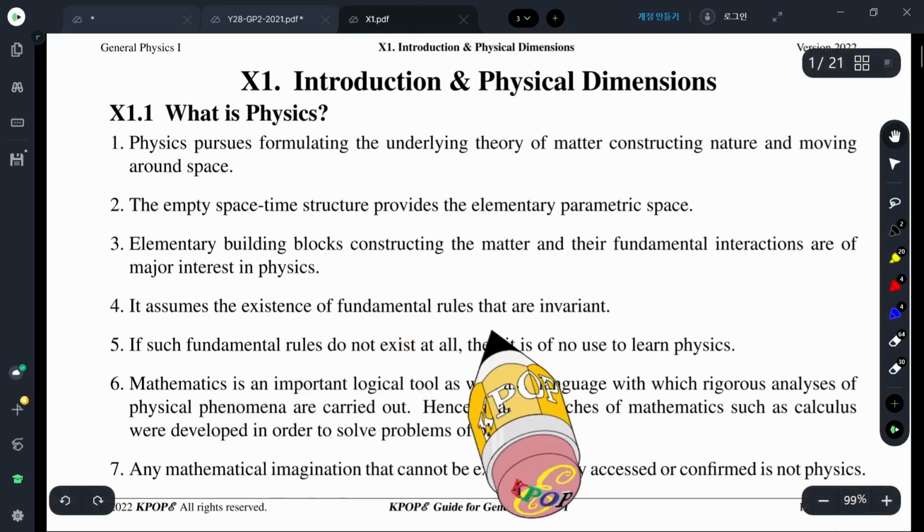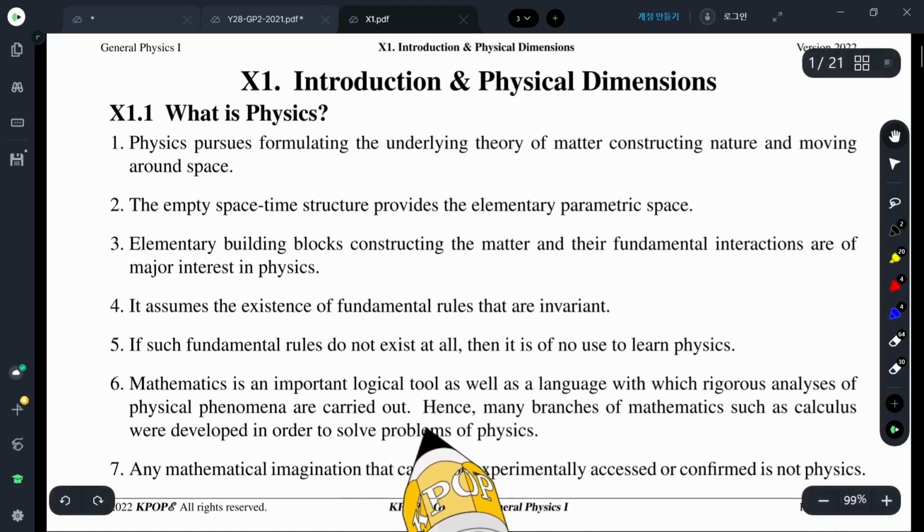Number 4, it assumes the existence of fundamental rules that are invariant. Okay, if there is a rule, it should be repeated. If it is not repeated at all, we don't have to understand the rule because it is not a rule at all. Nobody knows why such a rule is repeatedly regulated, and any matter strictly follows the fundamental rules of nature. But that's fact. If it is not the fact, we must not learn physics because it doesn't repeat at all. The reason why we study physics is that the rule is always abided by the matter.